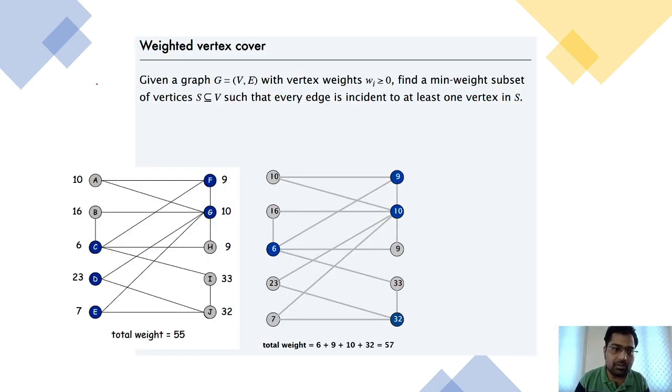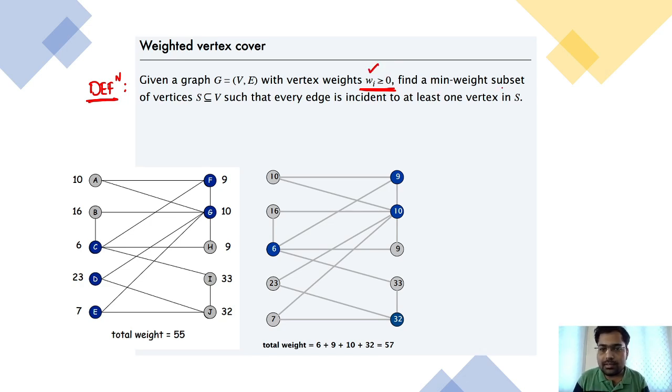So the definition for the weighted vertex cover is: the graph we have is G, with V and E, with a weight assigned to each vertex which is a positive weight. Basically it is equal to 0 or greater than 0, as we have discussed. It is said to be a positive weight assigned to a vertex.